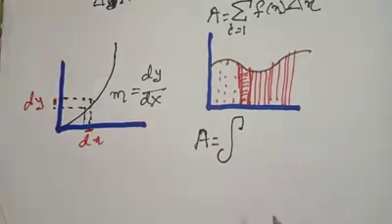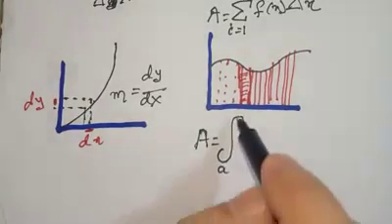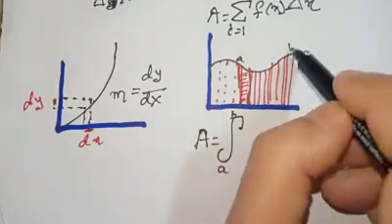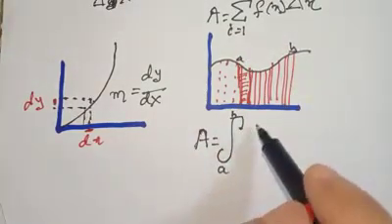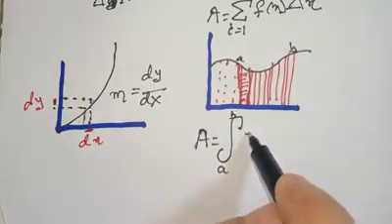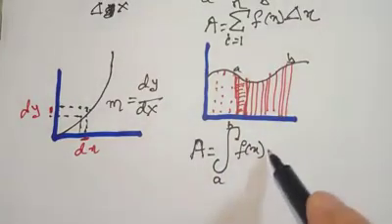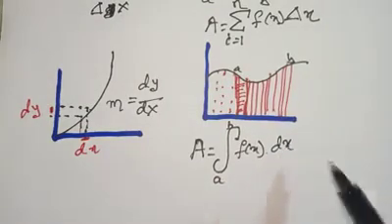Here it is, right? From A to B. You can consider this one as A, this one as B, these two points, A to B. What is the height? f of x, just similar to this one, f of x multiplied by dx, which is the width.